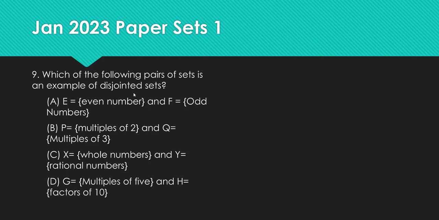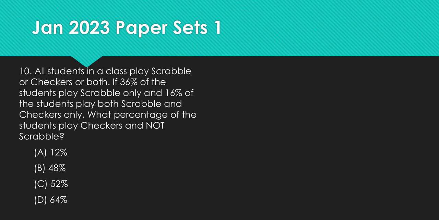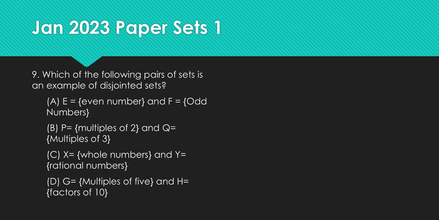Which of the following sets is an example of disjoint sets? We have done this already. It's a repeated question. That means they have nothing in common. That's even and odd, right? So for this one it was A.